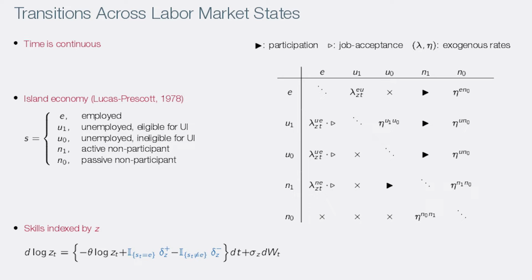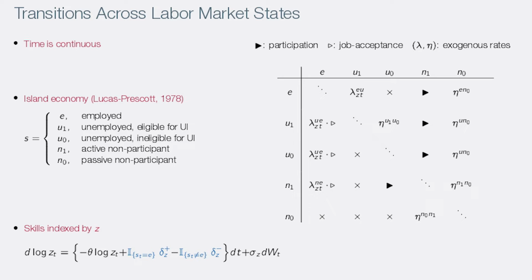Individuals can be in one of 5 states. They can be employed, unemployed, and non-participant. Within unemployment, we distinguish 2 states, eligible for UI and ineligible for UI. And among the non-participants, we're going to distinguish 2 states, what we call active non-participant and passive non-participant.